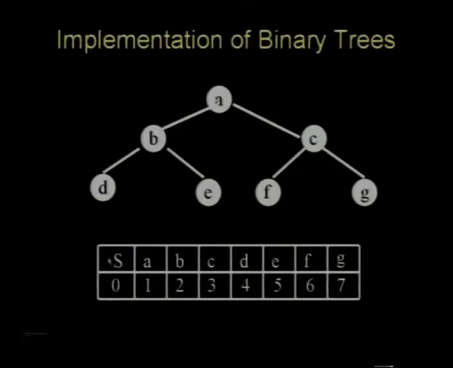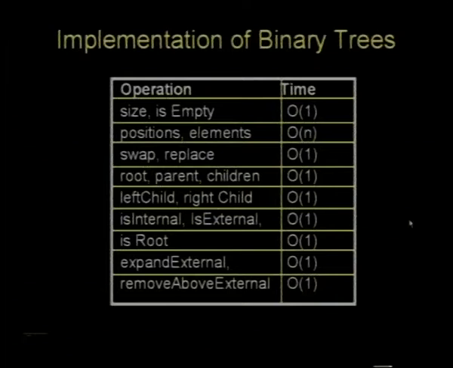So this is a full and complete binary tree. If you look here, you have A at 1, then B and C at 2 and 3; under 2 are 4 and 5, and under 3 are 6 and 7. This we have already seen. So for the operations, size and isEmpty take only constant time, you can easily find them because you know the size of the array. Positions of elements is difficult. Swap and replace are also easy.